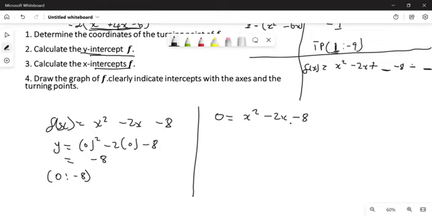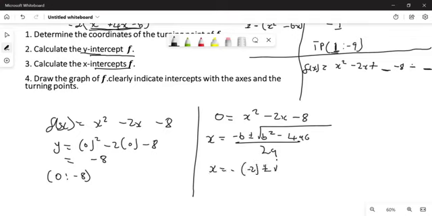If you know how to factorize with a bracket, you can do that. If you don't know how to do that, you're going to use the quadratic formula. The quadratic formula says x equals minus b plus or minus the square root of b squared minus 4ac, all over 2a. If you type this in, you're going to have minus minus 2 plus or minus the square root of minus 2 all squared minus 4 multiplied by 1 multiplied by minus 8, all over 2 multiplied by 1.